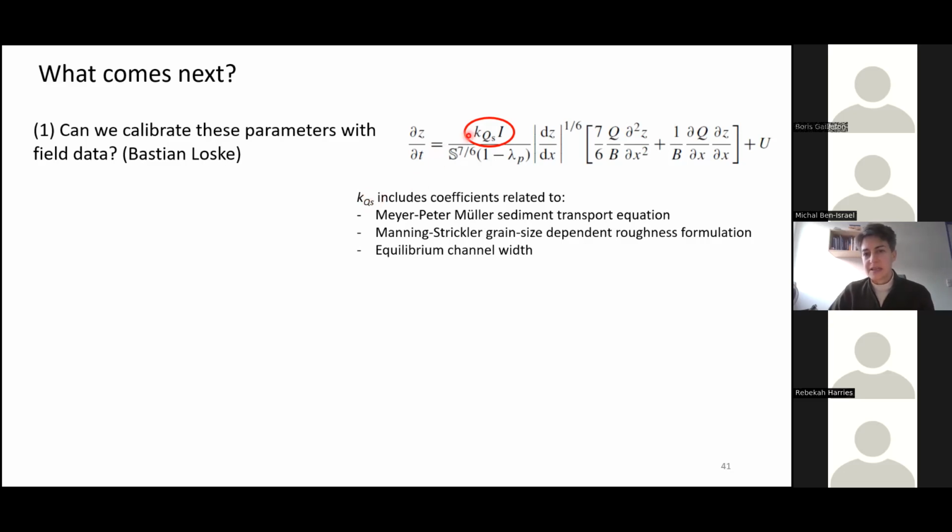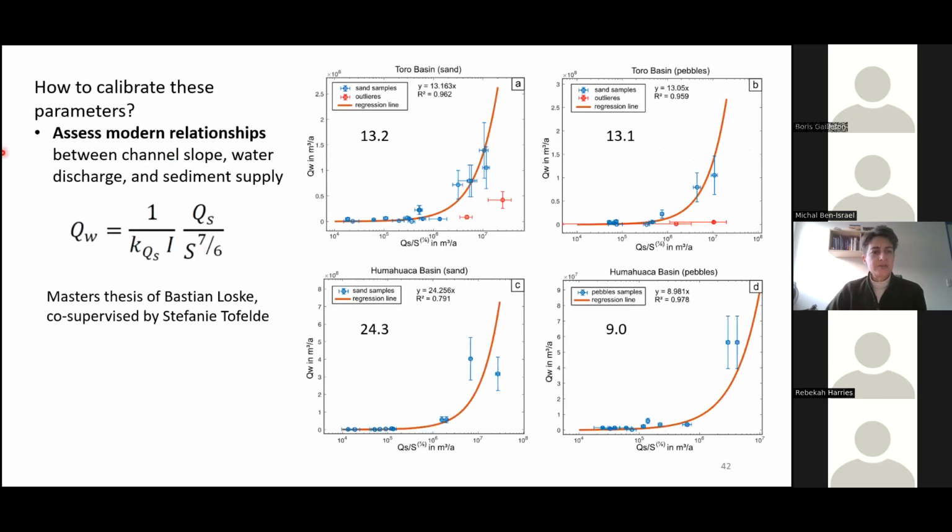The question is, can we use that same number when we're going to a field site? And we don't know. So this was one of the goals of the master's thesis of Bastian Lusk, to try to quantify that term for some field sites. What he did in detail is he used this relationship, which I've shown here, between water discharge, sediment discharge, and channel slope. And he used this relationship in systems where we can actually define it for several different tributaries within one drainage basin. So he's plotting QW on the y-axis and QS over slope to the 7/6 on the x-axis, then fits a linear regression through it, and the slope of that line will be equal to this term, 1 over KQS times I.